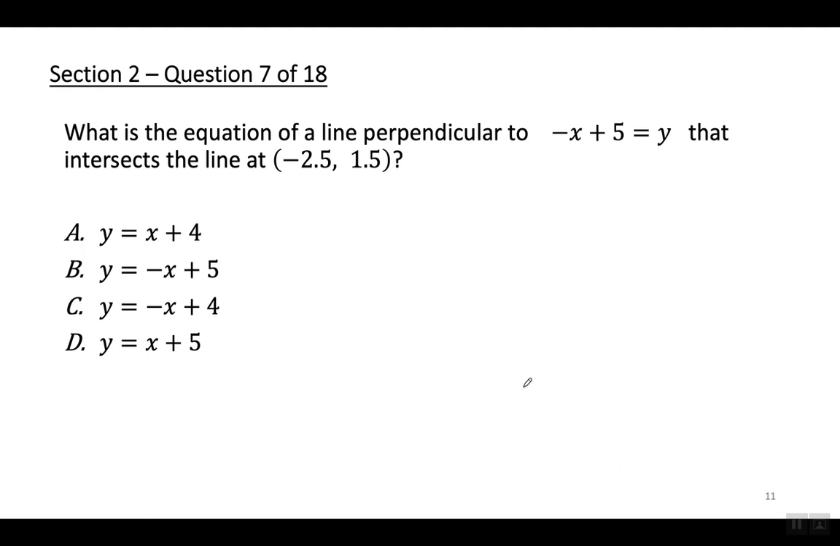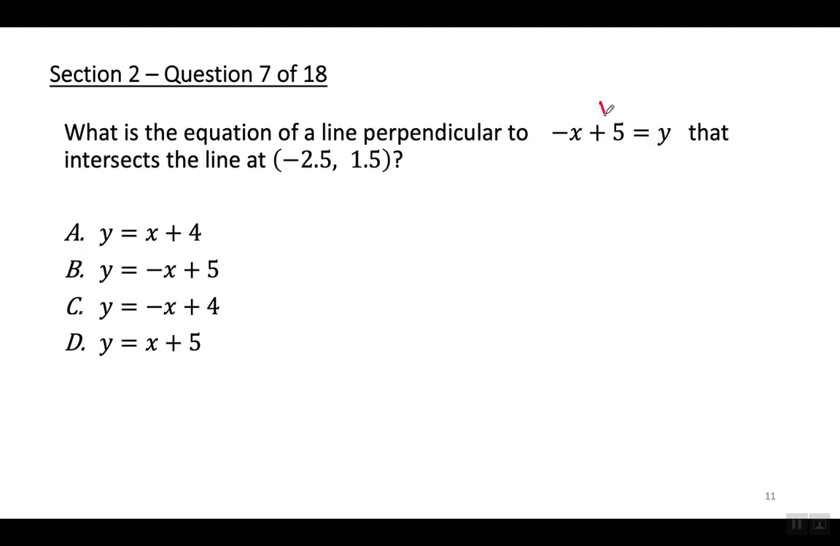All right, here's one where we actually got to do some math. What is the equation of a line perpendicular to this line that intersects the line at this point? All right, so reminder, when two lines are perpendicular, their slopes are the opposite sign of each other and the reciprocal of each other. All right, so first of all, let's look at this equation right here.